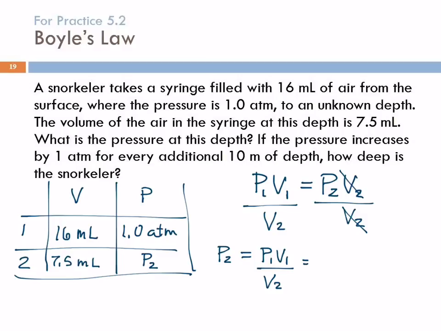So there's my equation. I've got my numbers all organized here. All I have to do then is plug them in. So the volume and the pressure at the first set of conditions. Well, the pressure was 1 atmosphere. Always include the units. The volume is 16 milliliters. And then we're dividing by the volume at the second set of conditions, 7.5 milliliters. So I've got 1 times 16 divided by 7.5.